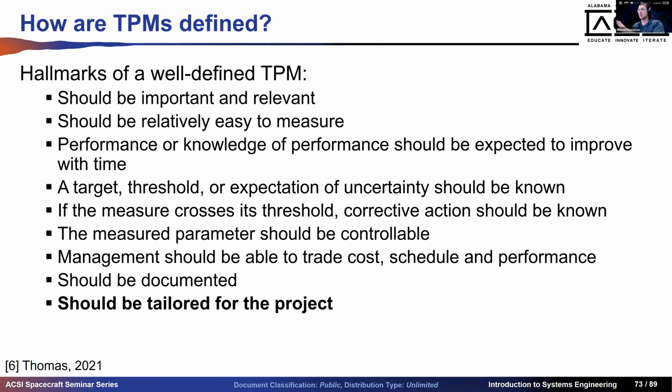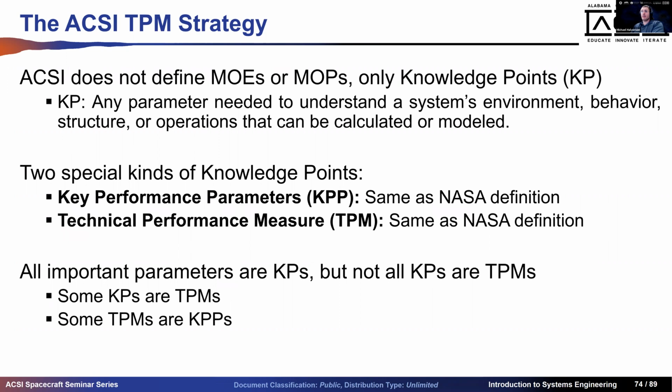Okay, so we do not define measures of effectiveness and measures of performance. We just define knowledge points. And these knowledge points are anything that you need to understand a system's environment, behavior, structures, or operations that you can determine a value for. And there's two special kinds, and those are the regular kinds. The same stuff that NASA does: technical performance measures, key performance parameters. Cool. So all important parameters are knowledge points. They are things that we can evaluate, but not all knowledge points are technical performance measures.